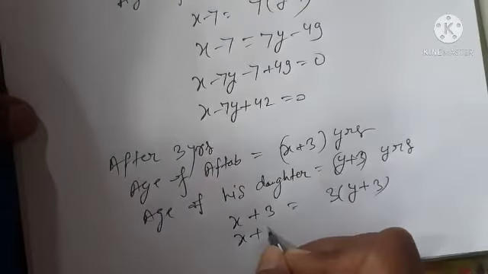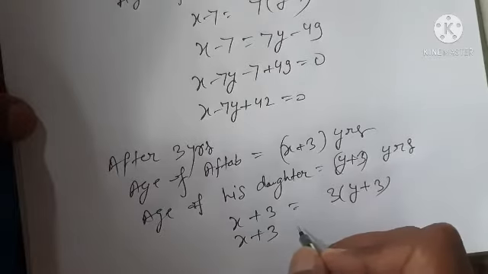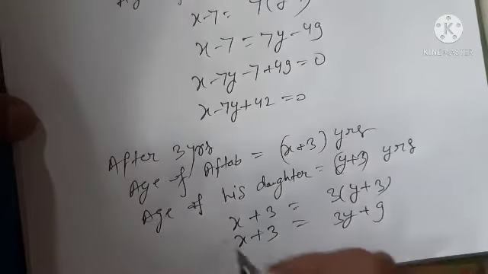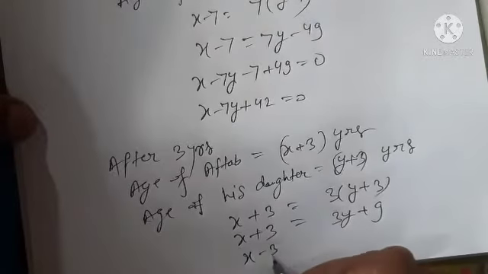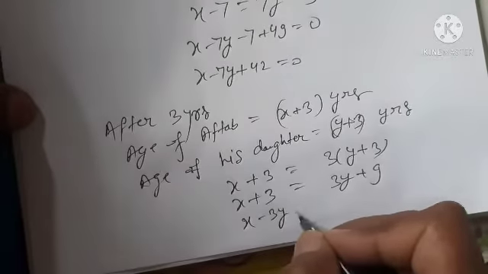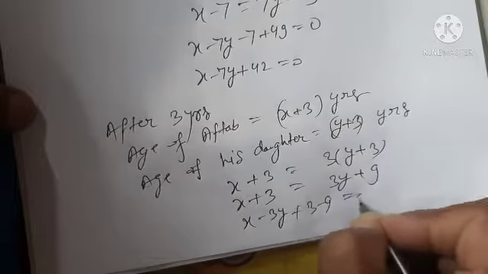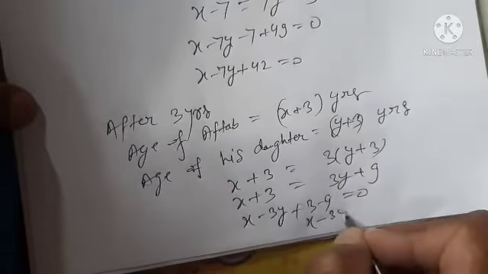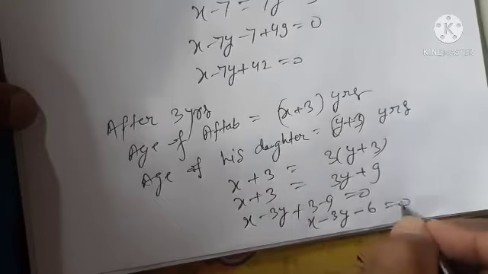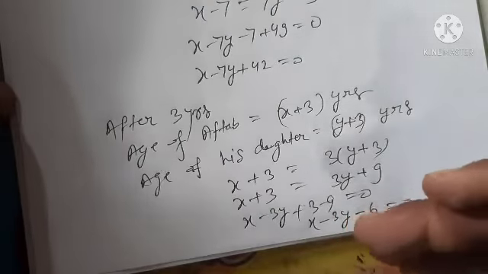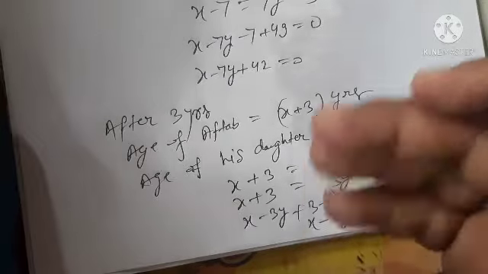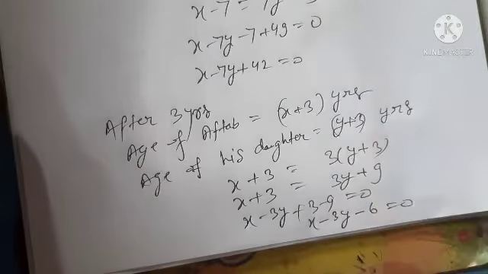Now simplify these terms and put all terms on one side. x plus 3 is equal to 3y plus 9. Transfer this term to this side: x minus 3y plus 3 minus 9 is equal to 0, and this can be written as x minus 3y minus 6 is equal to 0. Okay, these are algebraic expressions of this situation.